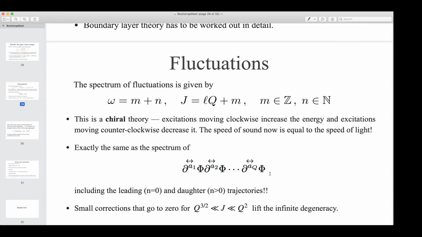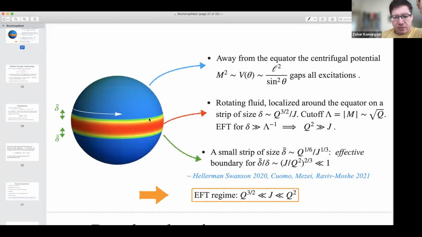But it cannot be exactly infinitely degenerate. Both in the large spin expansion, there were tiny corrections, and also here, there should be tiny corrections to this infinite degeneracy. So I think the boundary layer contributions are crucial, even when this quantity is very small. The size of the boundary layer is Δ̄ over Δ. So this big thing is Δ, and Δ̄ is the small green thing. Δ̄ over Δ is (J over Q squared) to the power 2/3.